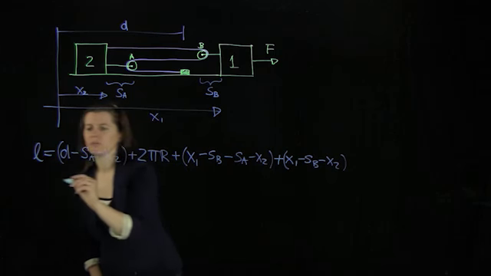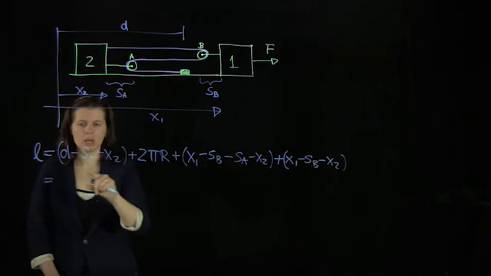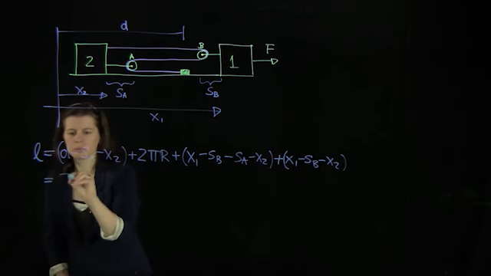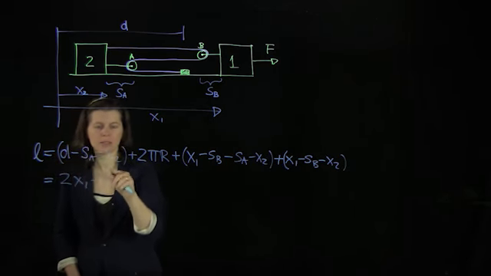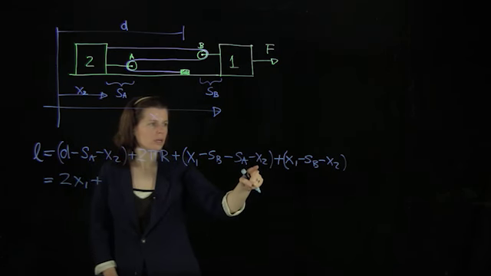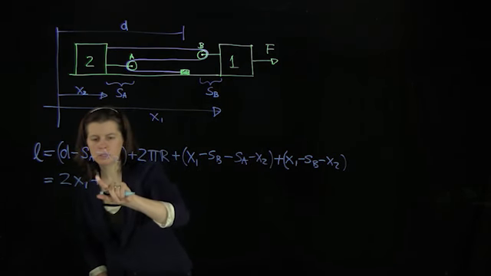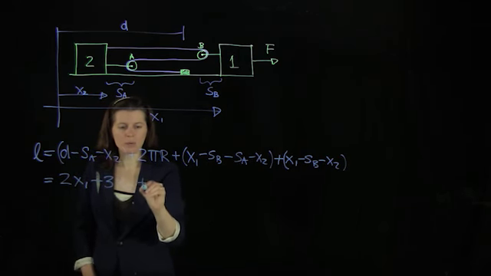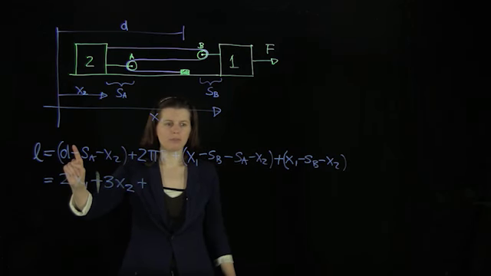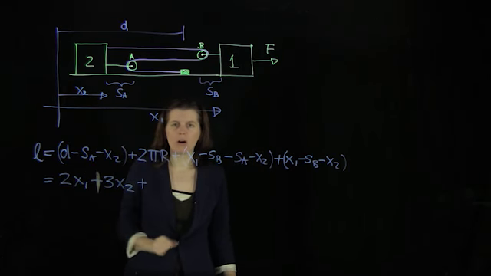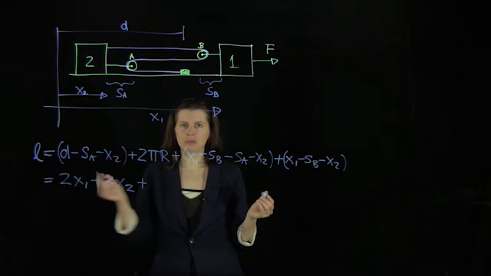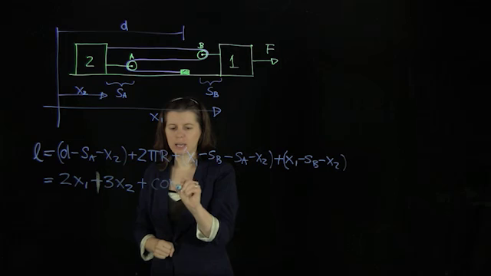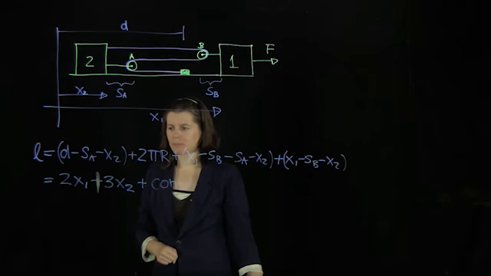Okay, so the next step is that we need to simplify this a little bit. So we have one x1 and another one here, 2x1 plus x2, x2, x2, actually 3, minus 3x2. And then we have all sorts of constants. We have D, we have SA, SB, the 2 pi r. But as you will see, if we differentiate this L here, that will actually all fall away. So we're going to make our life easy and just add a constant here.